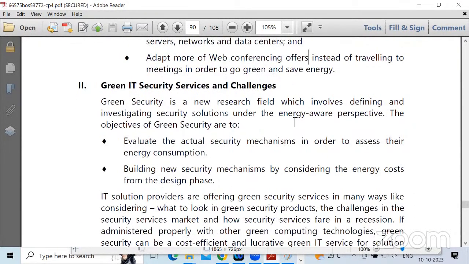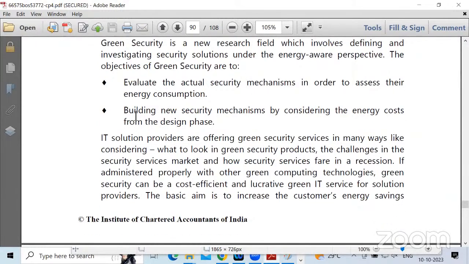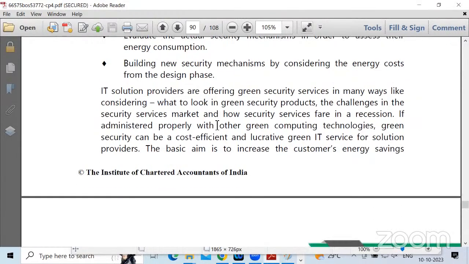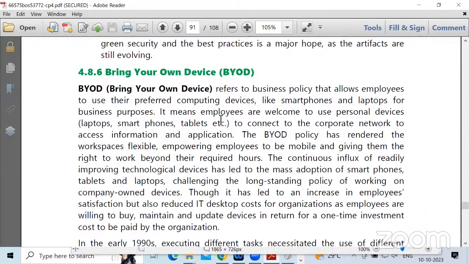So these are all the green IT policies or plan. Second one is green IT security services and challenges. Evaluate the actual security mechanism in order to assess their energy consumption, and build new security mechanisms by considering the energy cost from the design phase. So from design itself, you should keep in your mind how the security can be green supportive.